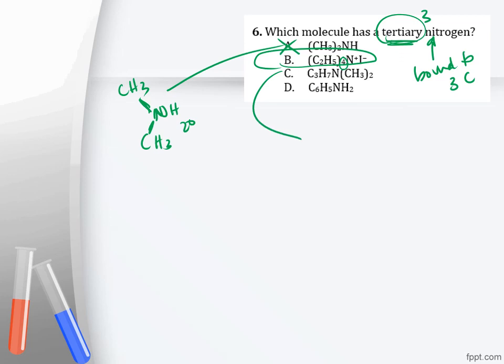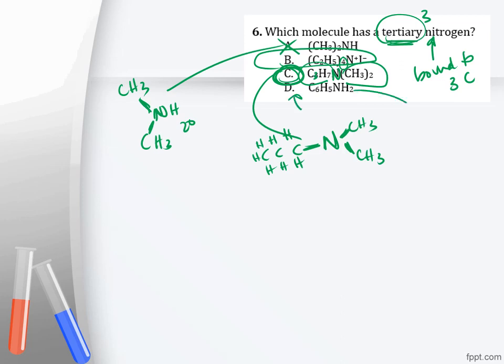I'm going to start with the N in the middle. N is bound to 2 methyl groups, CH3, CH3. On the other end, I have a propyl group, 1, 2, 3 carbons with those 1, 2, 3, 4, 5, 6, 7 hydrogens. Notice that this nitrogen is bound to 1, 2, 3 carbons. C is our tertiary nitrogen.